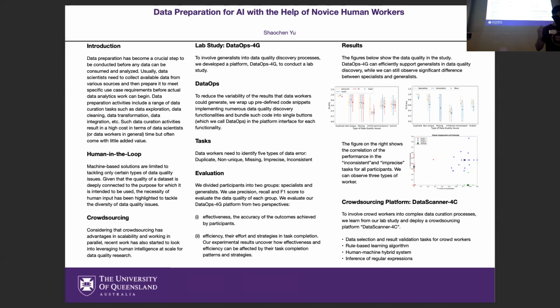Based on this point of view, we propose a lab study called DataOps for G. For G means for generalists. We are doing a comparison against the specialists, the data specialists, right? We built a platform for the generalists and called it DataOps for G. A question is how to support them effectively, because the data generalists lack data expertise, right?